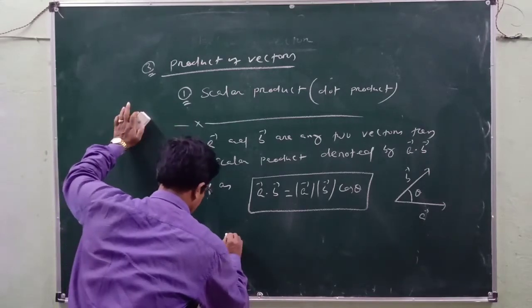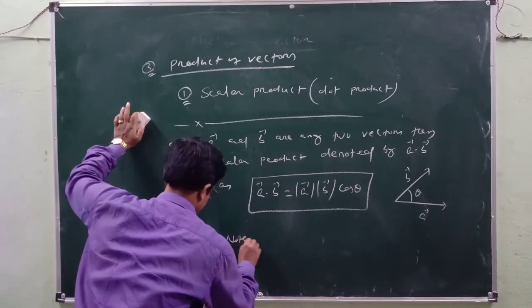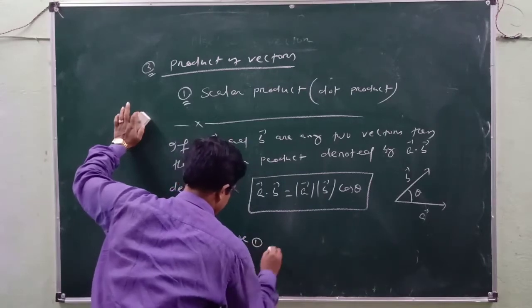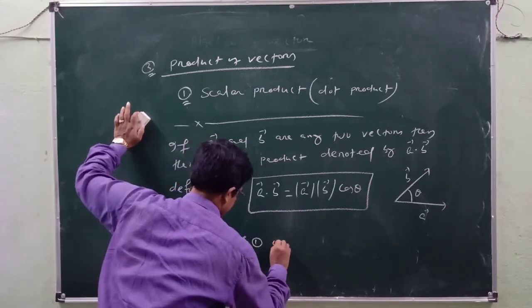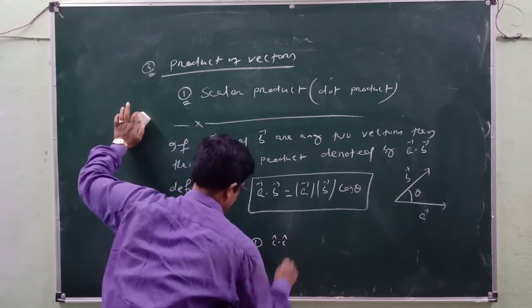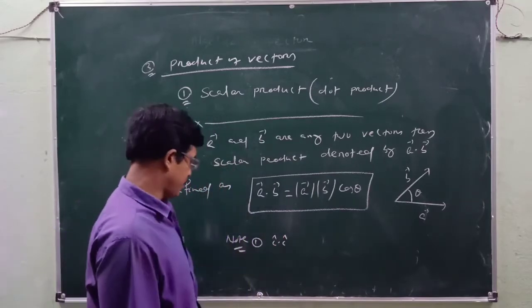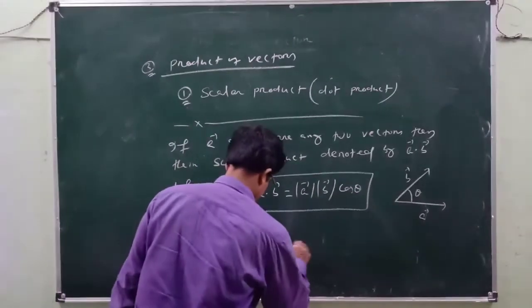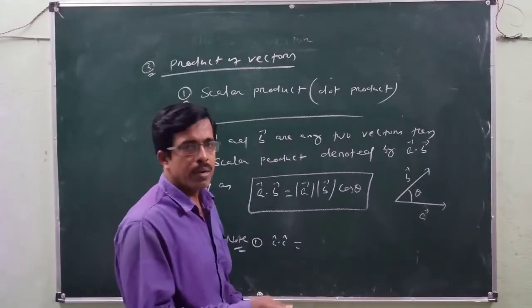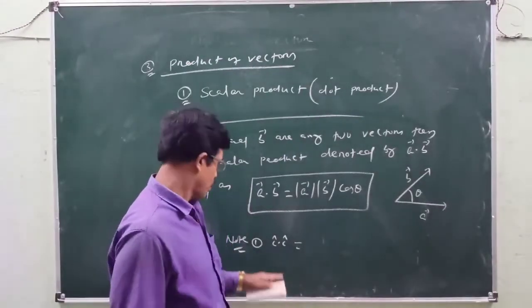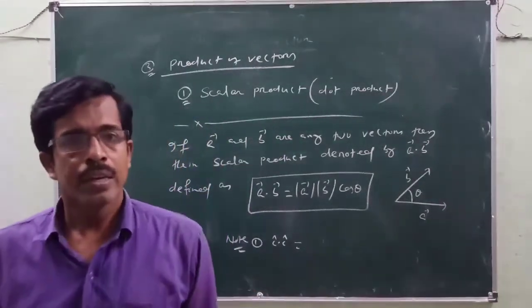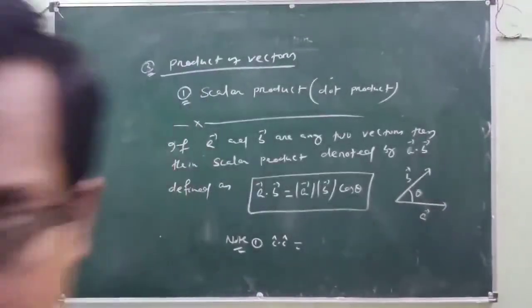Look, number 1, i dot i. You know that i is the unit vector along x axis. Also this i is also unit vector along x axis.